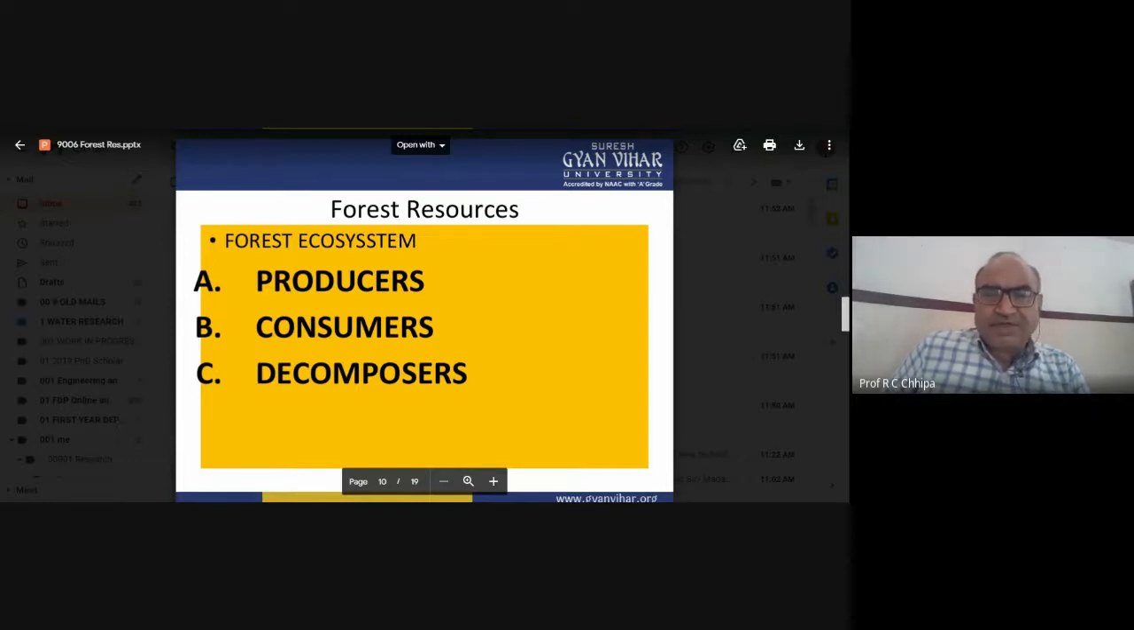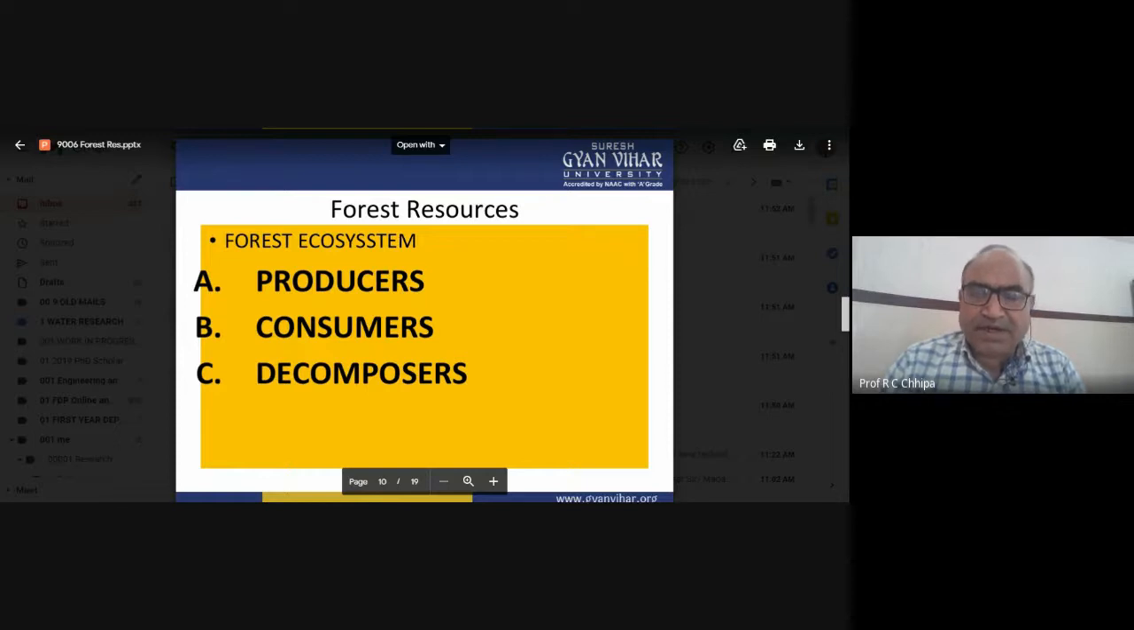So let's see the consumers. In case of the consumers, a number of items are consumed from the forest area, so the forest becomes cut down in that particular area. So producers, consumers, and then finally we get the decomposers. So here are the three different components of the ecosystem of the forest.